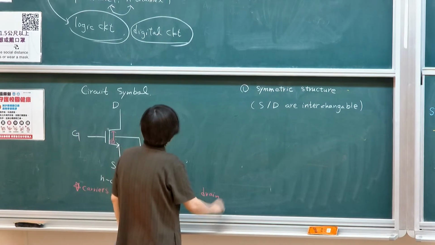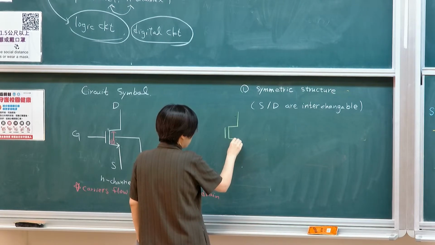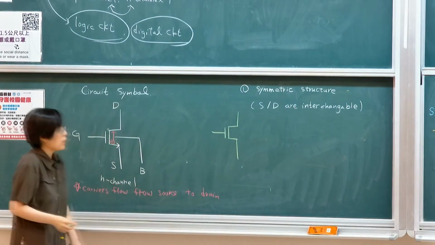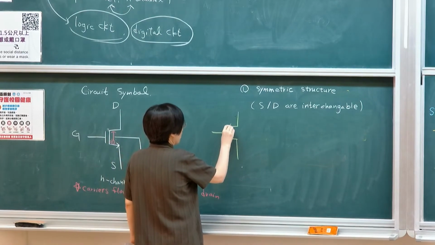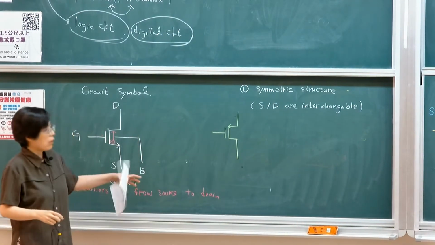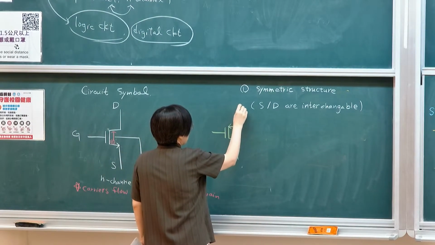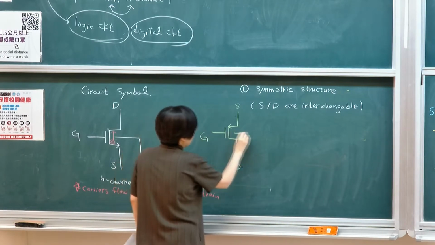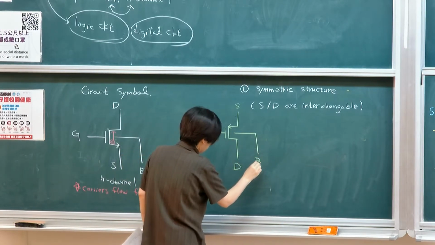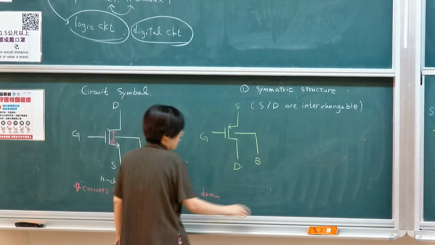We can do this for P channel as well. Let me use a different color. So for a P channel device, if you're doing analog circuits, typically you want to highlight the direction of the current flow. This type of symbol is very common if you're doing analog circuit analysis. So this is the direction of the current. So you also have source, drain, gate, and then we have a body connection. So this is a typical circuit symbol.